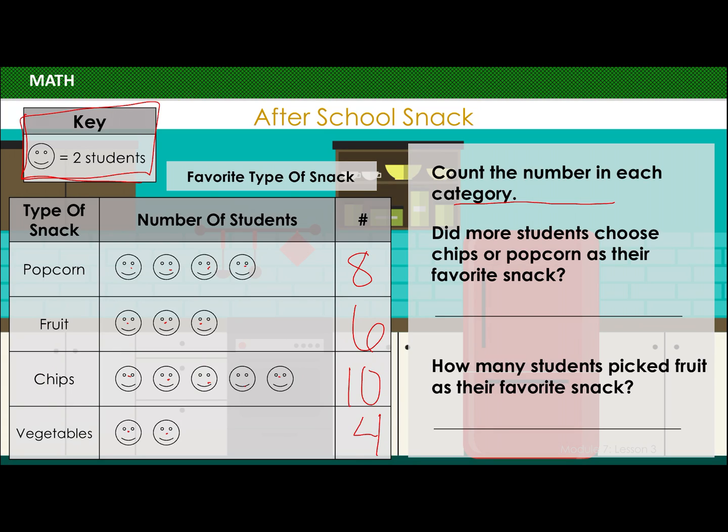So my first question asks, did more students choose chips or popcorn as their favorite snack? Well, popcorn, it says that 8 friends chose that, and chips, 10 friends. So I know that chips is more because 10 is the greater number. So I'm going to write chips. How many students picked fruit as their favorite snack? So I'm going to find my fruit category, and I'm going to go over to how many I counted, and that says 6. So I'm going to write 6 students.